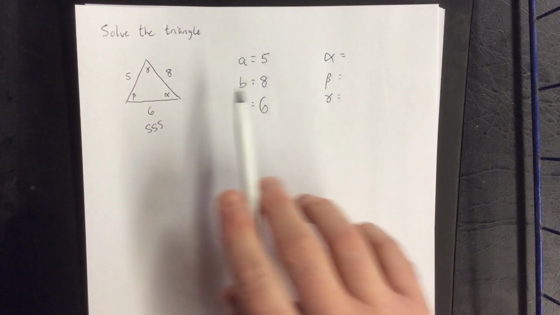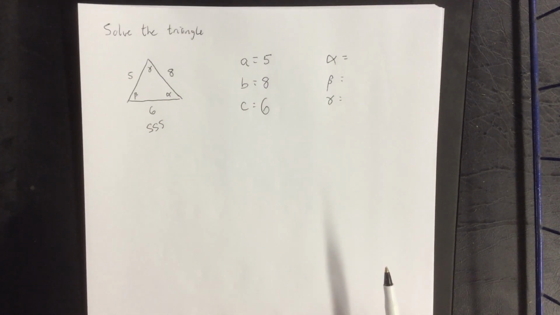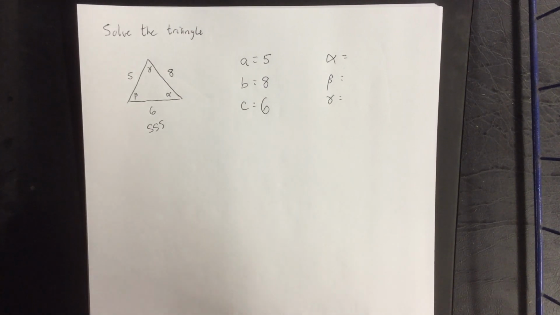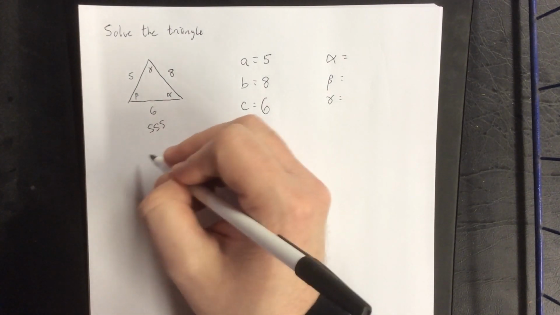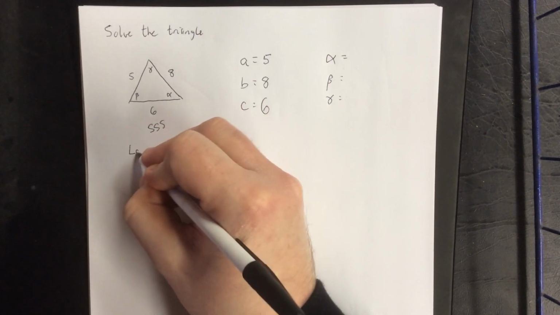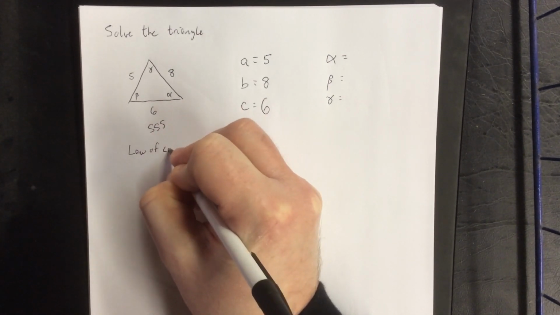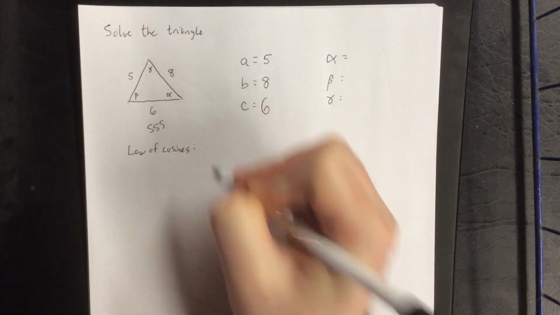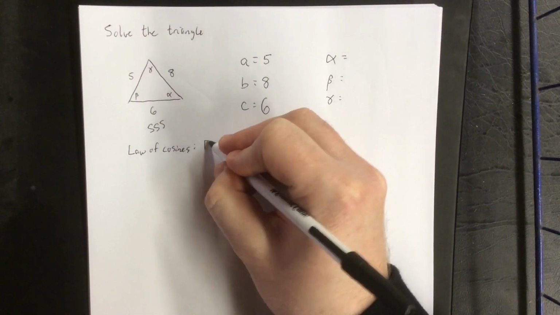All right, so we pose ourselves the question, do we have exactly two angles? The answer is no. Do we have a corresponding angle-side pair? The answer is no. All we have is a whole bunch of sides. Now, if all you have is the case of side, we're going to use the law of cosines. And we are going to use the law of cosines to find the biggest angle.